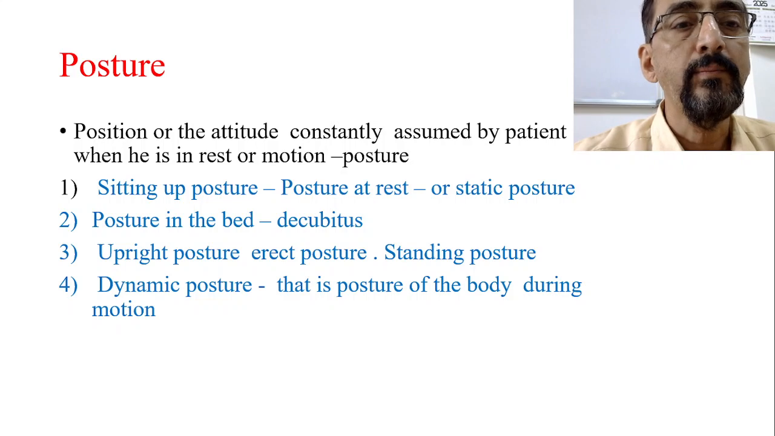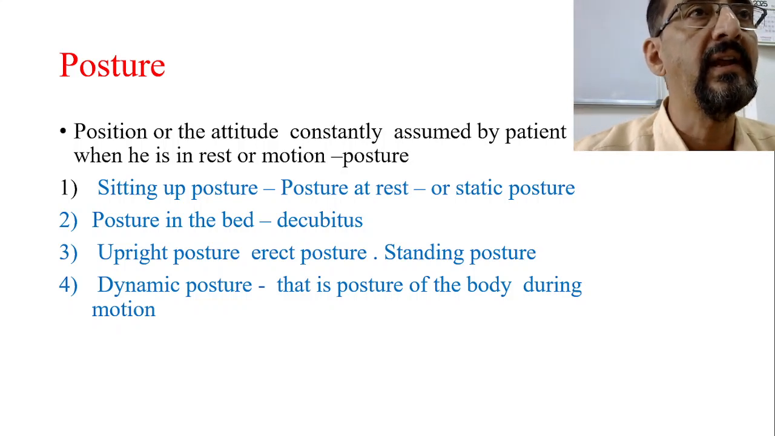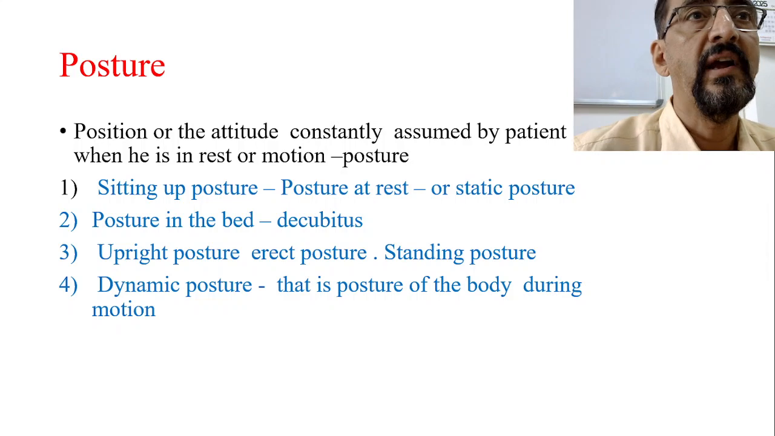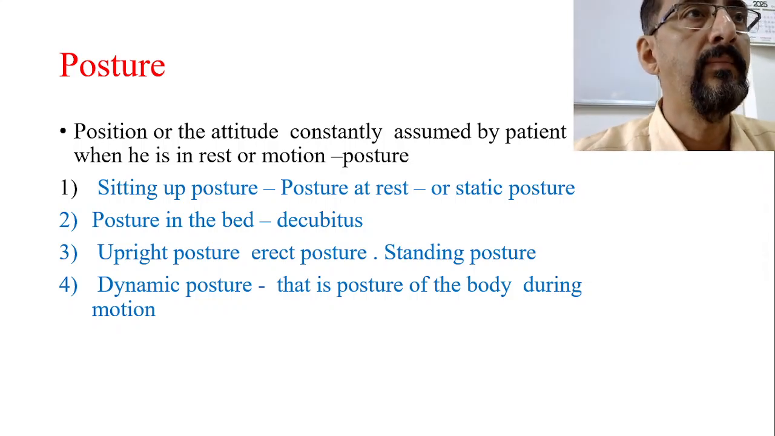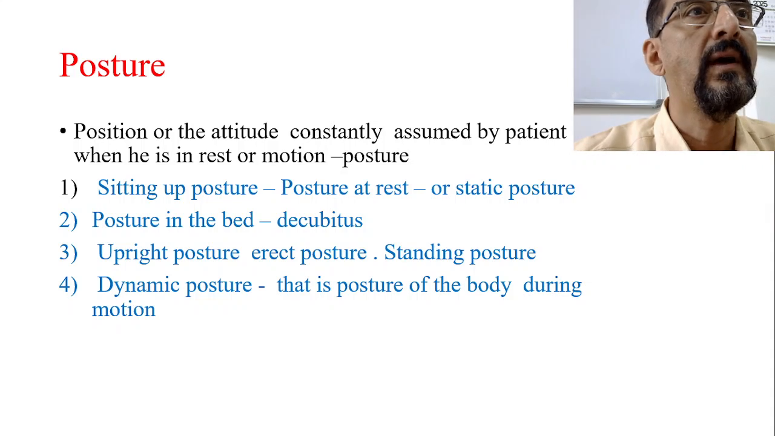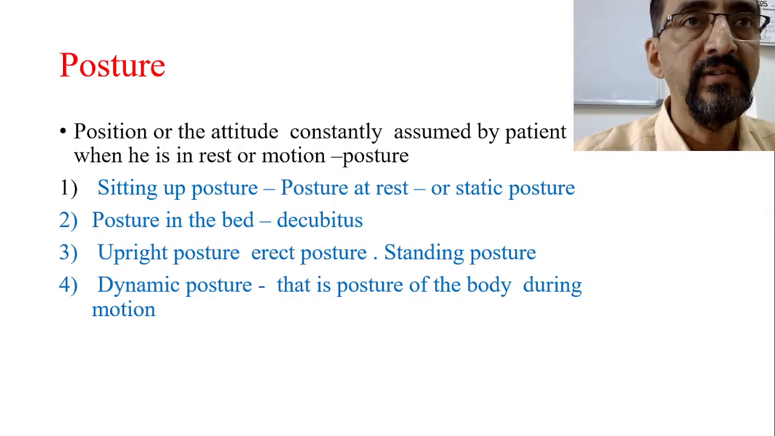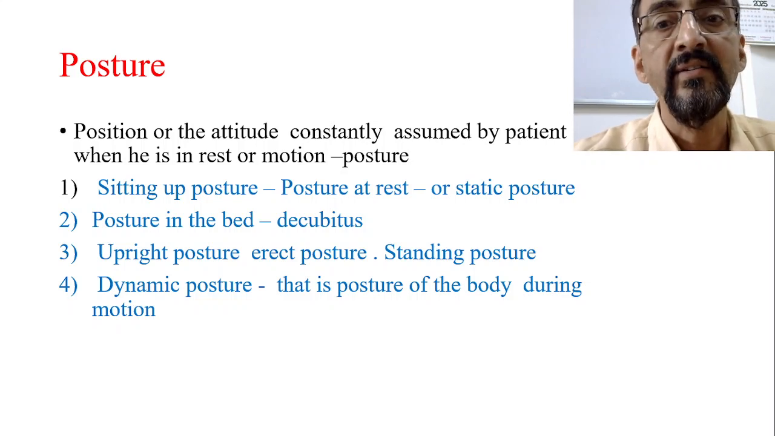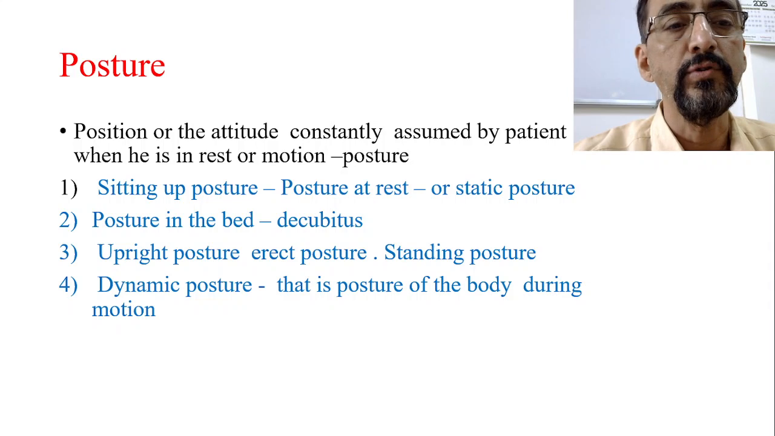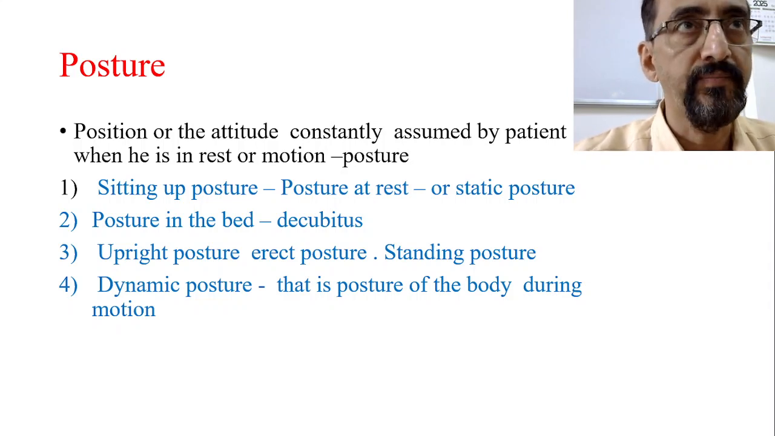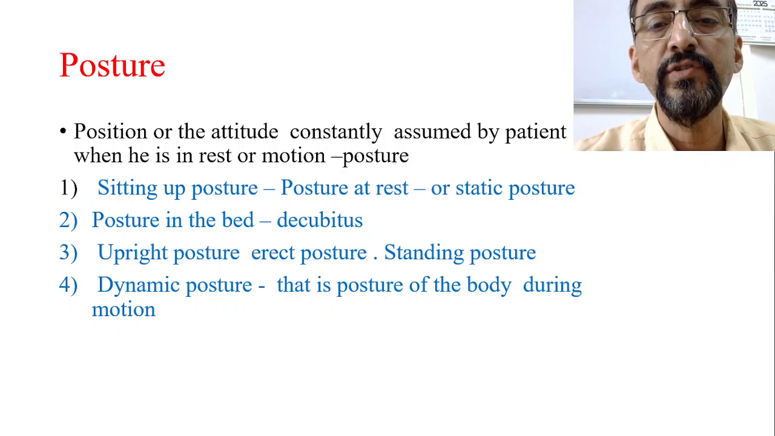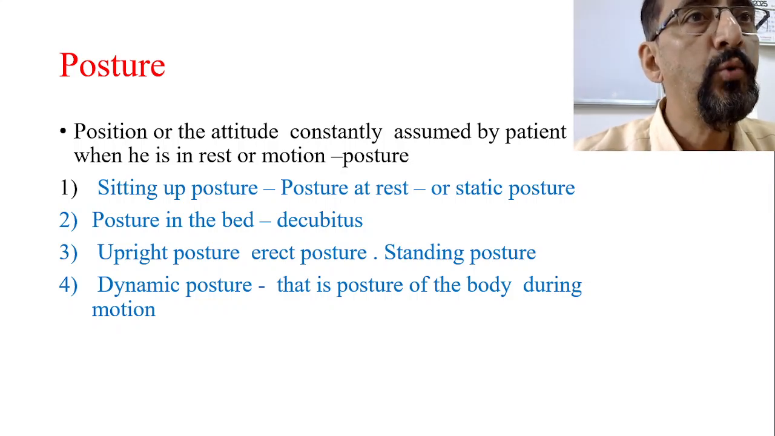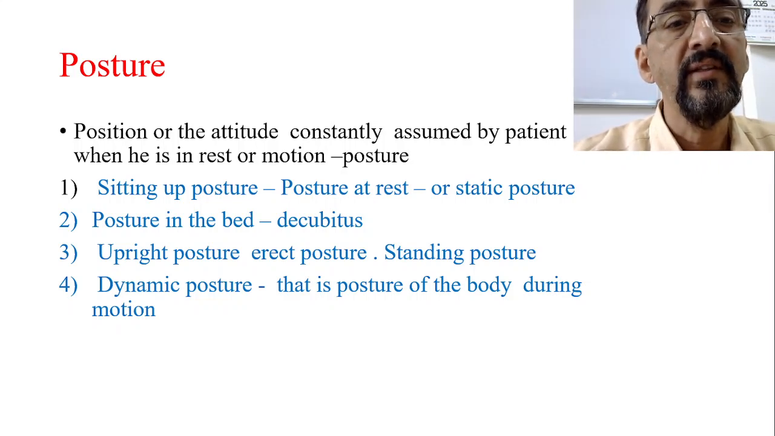One more posture is the upright posture or erect posture, also called standing posture. When standing, whether he is standing erect or whether sideward bending is there, or whether the curvatures of the vertebral column, anterior curvatures and posterior curvature, are hypo-exaggerated or hyper-exaggerated, etc. That we will see in the upright posture. One more is dynamic posture. Dynamic posture means the posture of the body during motion. When he is moving, what is the posture of the patient? That is referred to as dynamic posture.